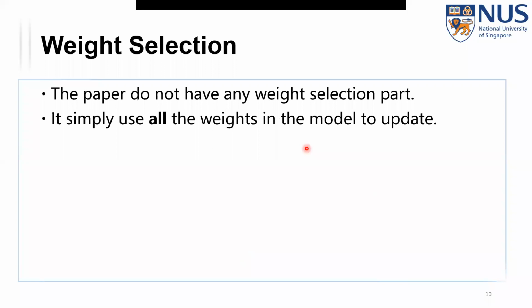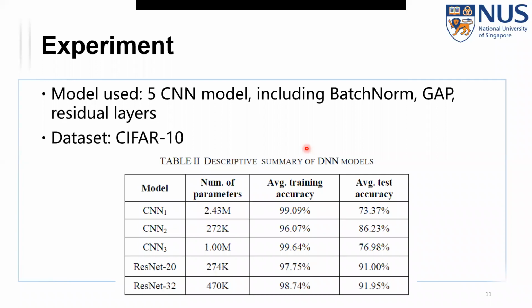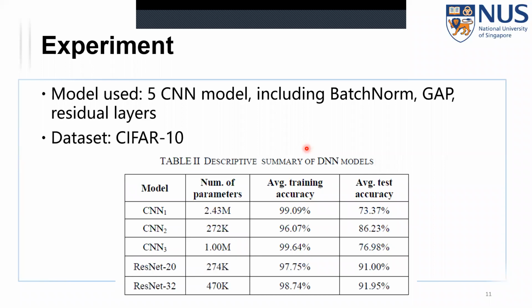They used 5 CNN models. So next is the experiment part. That's the model they choose. It used 5 models, and in the first three, they contain batch norm, global average pooling and residual layers. So that's mainly the setup.